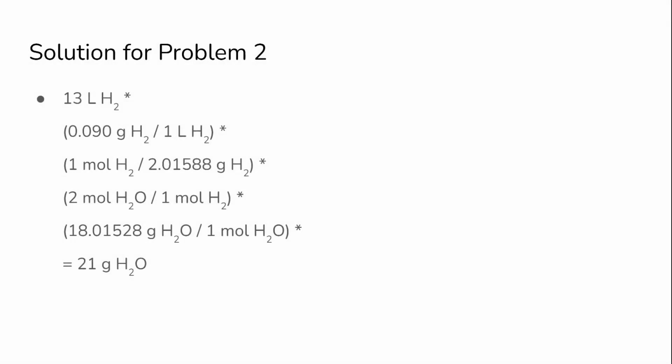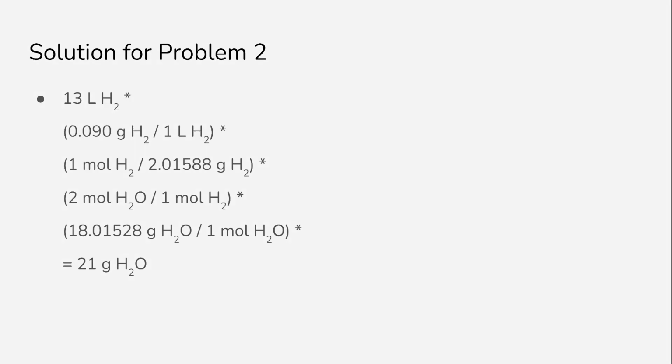Alright, so here's the solution for problem number 2. Here, we take the 13 liters of H2 and use density to convert from liters of H2 to grams of H2. Then we use the molar mass to convert from grams of H2 to moles of H2. Then we use the mole ratio to convert from moles of H2 to moles of H2O. Finally, we use molar mass again to convert from moles of H2O into grams of H2O, giving you an answer of 21 grams of H2O.